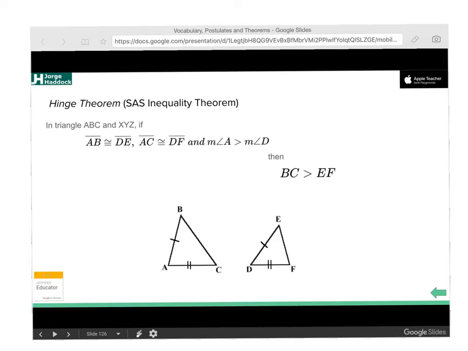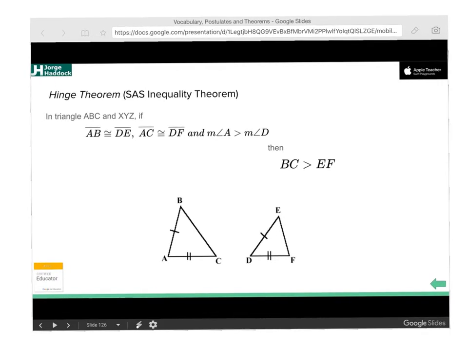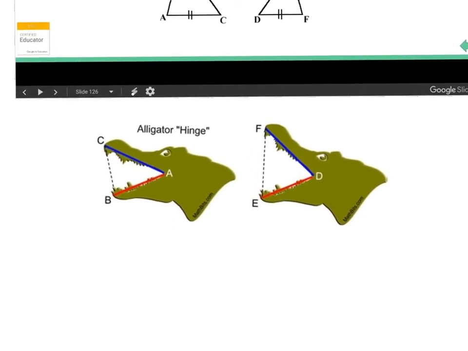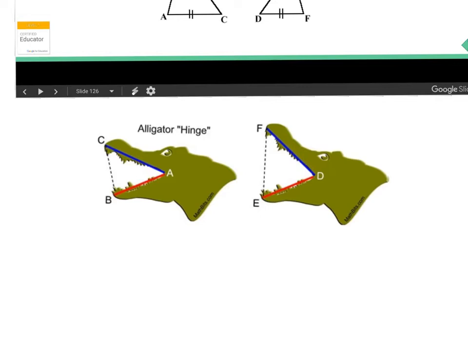Think about this. Let's think about an alligator. If the alligator opens its mouth, the wider that it opens its mouth, that angle is going to be greater. So this side between its mouth is going to be greater. So let's see a couple of exercises.